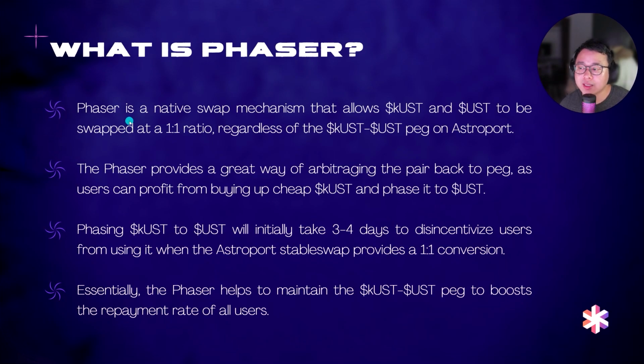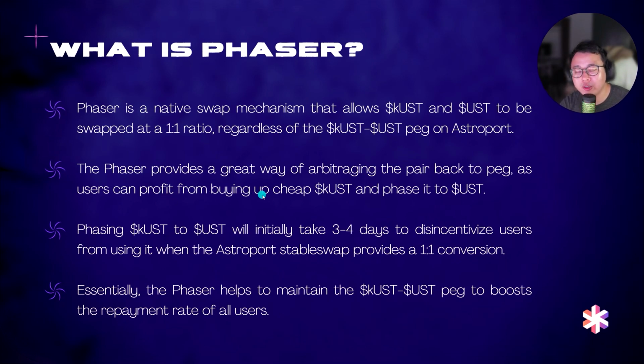One mechanism that Kinetic Money has is called Phaser, and it is essentially a native swap mechanism that allows for KUST and UST to be swapped at a 1-to-1 ratio regardless of what's happening in the market, specifically the KUST and UST peg on Astroport. This 1-to-1 ratio is baked into the protocol, and this allows Phaser to be a great way for arbitragers to arbitrage the pair, KUST and UST, back into peg. So one to $1 basically.